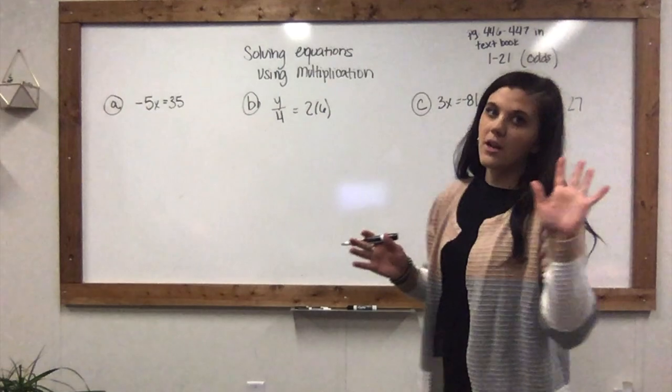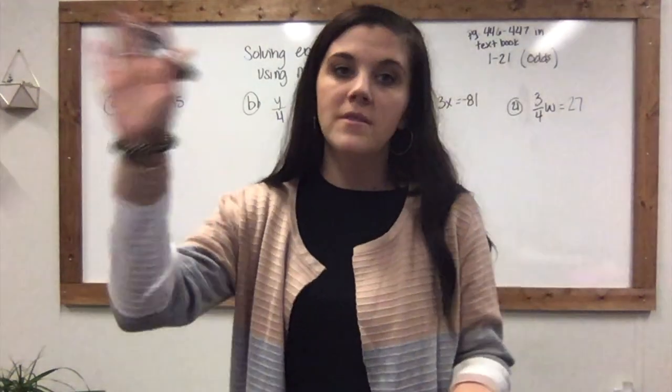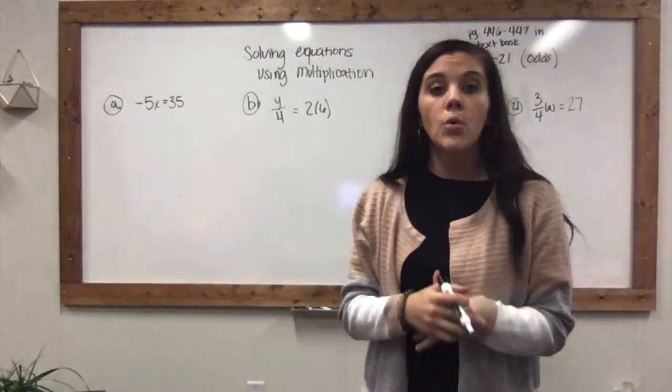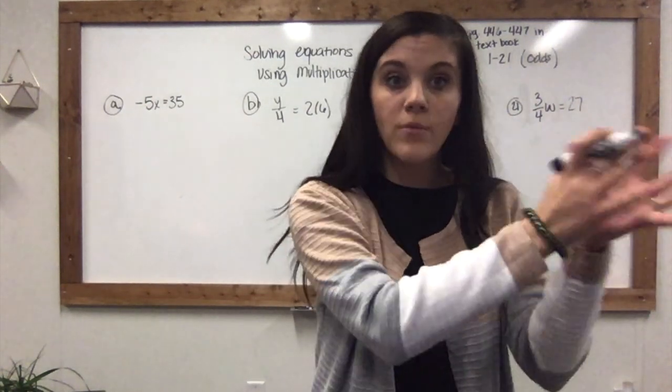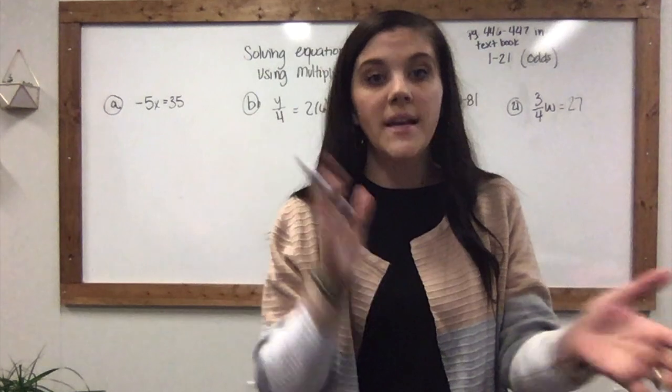So, excuse the noise, but let's look at these together. Remember, the opposite of multiplication is division. The opposite of division is multiplication. So we're still going to do the same thing we did yesterday. We're going to do the opposite of what's being done in order to isolate the variable.